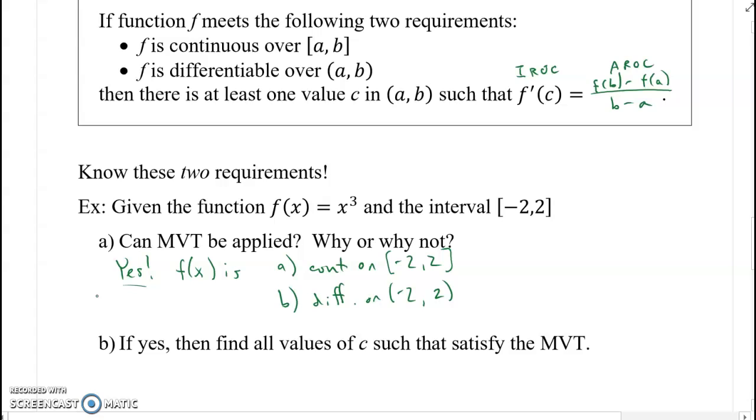value theorem. In other words, find all values of c such that f prime of c equals f of b minus f of a over b minus a. Find the places where the IROC equals the AROC. The instantaneous rate of change equals the average rate of change. Remember, the IROC would be the slope of the tangent line.